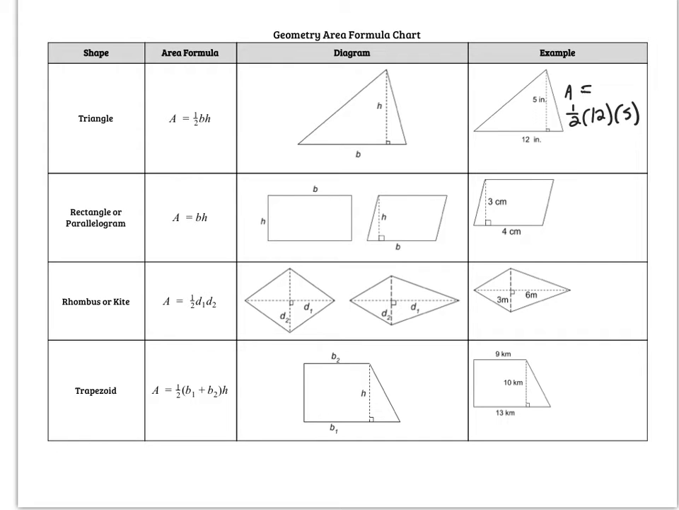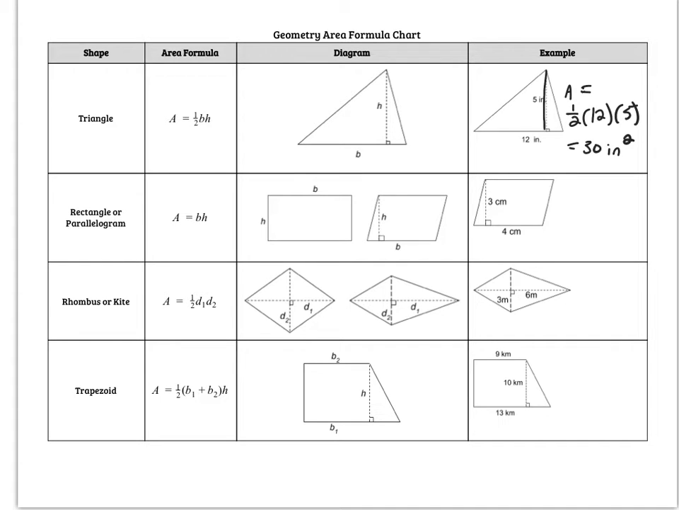of 5. And one thing to keep in mind is that our height refers to our altitude, meaning that it's a segment that's perpendicular to the base that connects to the top vertex. All right, so 1/2 times 12 times 5 is 30. So this is 30 square inches.